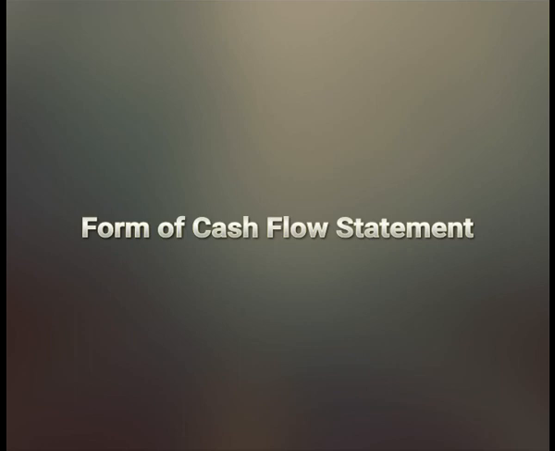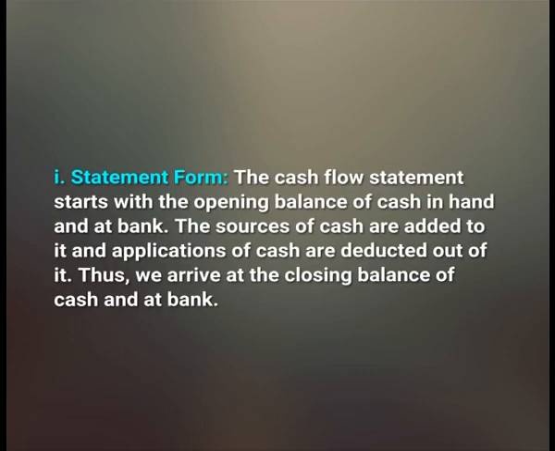Now, form of cash flow statement. The cash flow statement can be prepared in any one of the following forms. The first form is statement form and the second one is account form. The first one is statement form. The cash flow statement starts with the opening balance of cash in hand and at bank. The sources of cash are added to it and applications of cash are deducted out of it. Thus, we arrive at the closing balance of cash in hand and at bank. Cash flow statement as per cash basis.